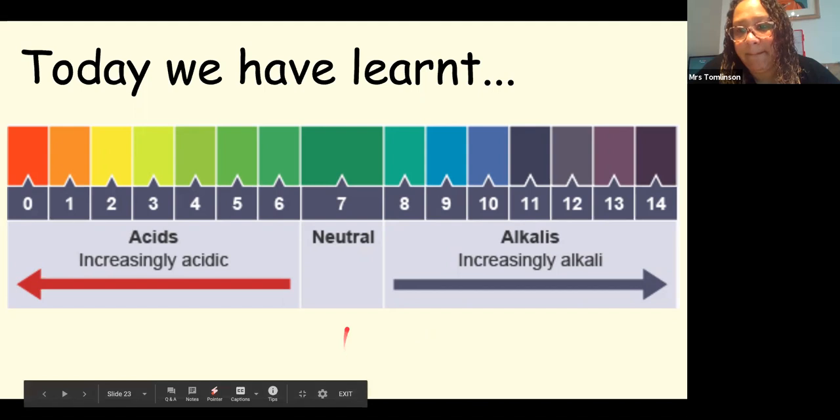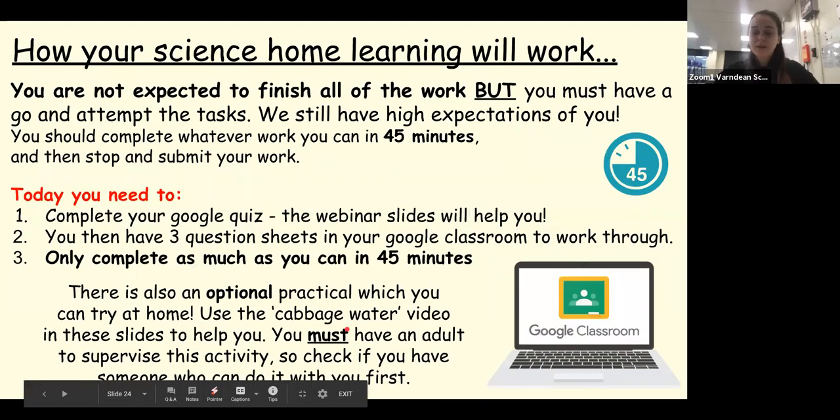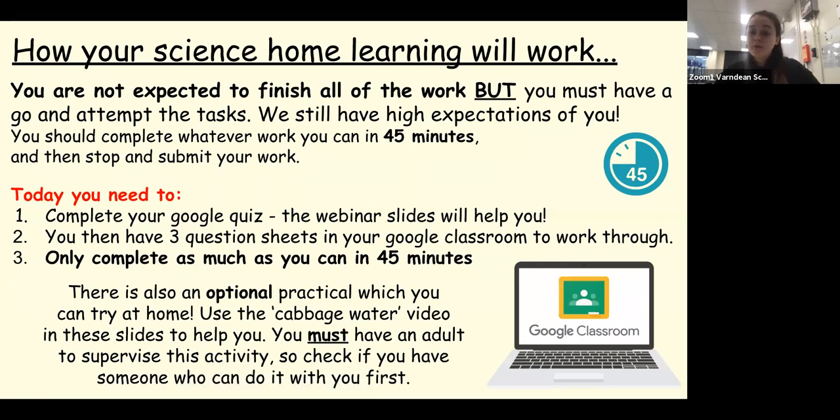Okay, fantastic. Well, just to summarise quickly again, because we had those questions, back to our first slide, just work for 45 minutes. Like Ms Tomlinson said, that main task might be slightly different depending on your teacher. First of all, though, do your Google quiz, have a look at those questions, and then I've put on the bottom here that you do have this optional practical, and the video will be in your Google Classroom. So you can have a little look at that video if you want to give that a try at home.